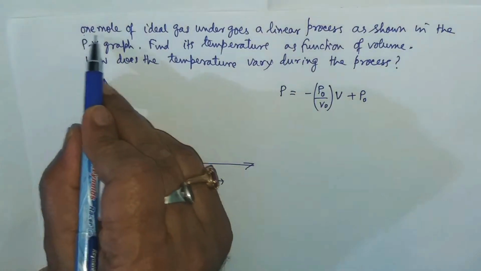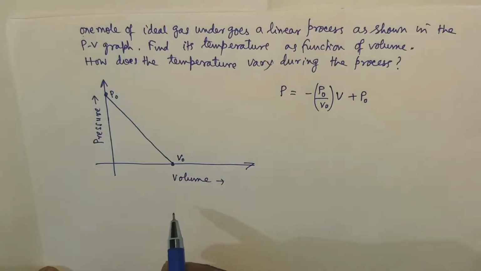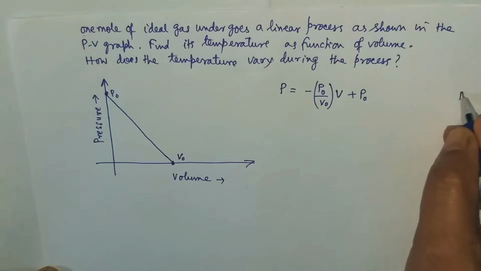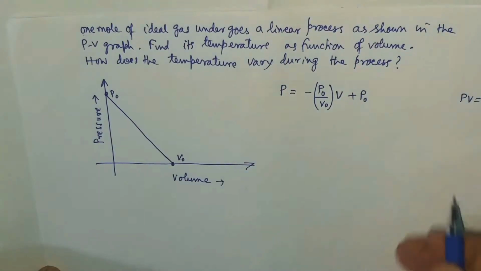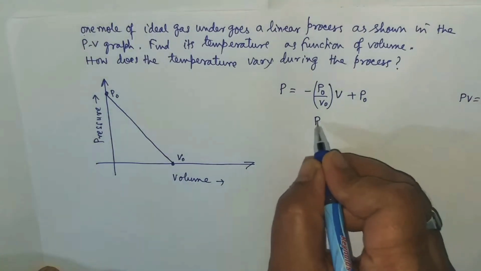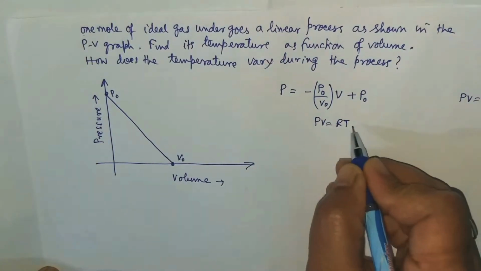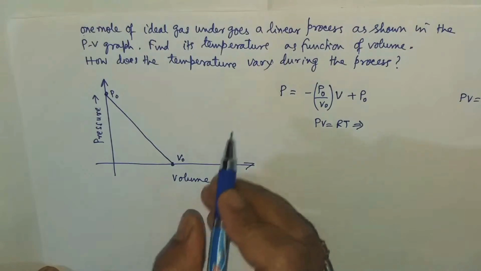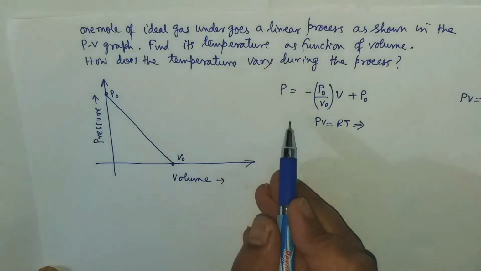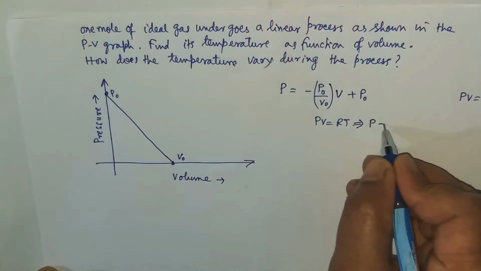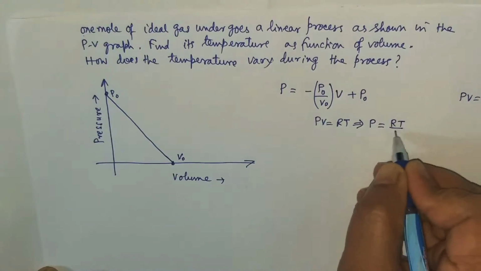And they have said 1 mole of an ideal gas. So 1 mole means PV is equal to RT, is it not, because n is equal to 1? I am writing again, PV is equal to RT. So therefore, our job is to find out the temperature versus volume. So we need to eliminate the pressure. So why not we write P is equal to RT by V.